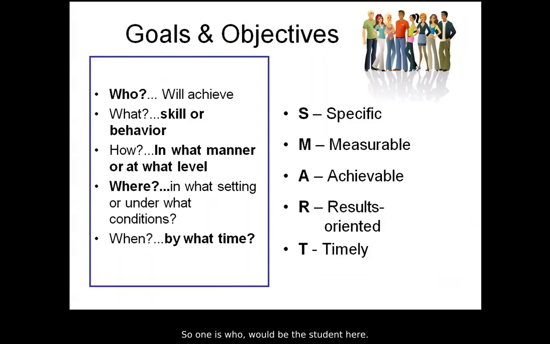So one is, who would be the student here? You want to be able to specifically, within that goal or objective, talk about the skill or behavior we want to see improve. At what manner or at what level, and that's why the data is so important, to talk about where Kelly is right now, and then what can we expect her to learn within the next school year. Where is it, in what setting, and under what conditions?